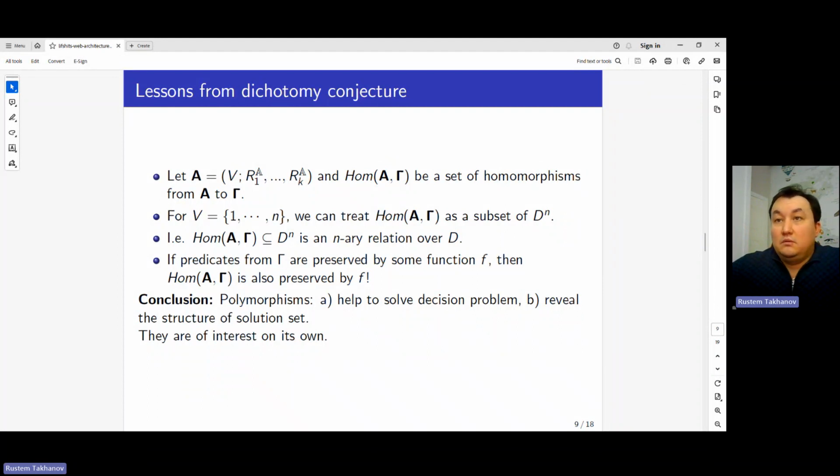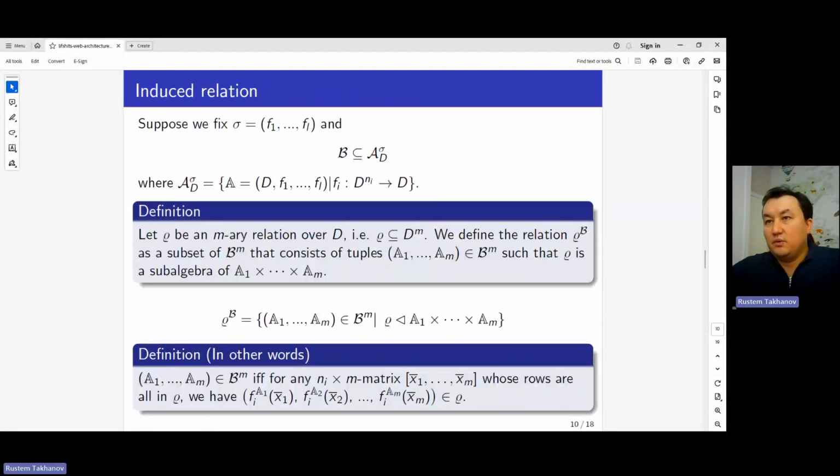So therefore, we slightly generalize and define the so-called induced constraint satisfaction problem. What is the induced constraint satisfaction problem? It is defined in the following way. Suppose that you are given a domain D, and suppose that you are given some M-ary relation over that domain D. Before that, let's fix some set of algebras with the same signature over the same domain D. Let's denote it as B. So B is just a set of all algebras that belong to some signature.